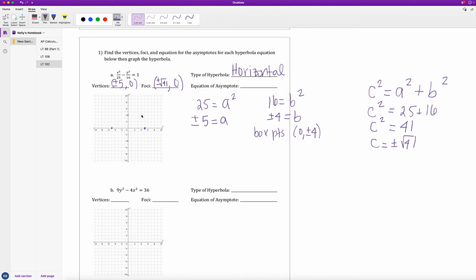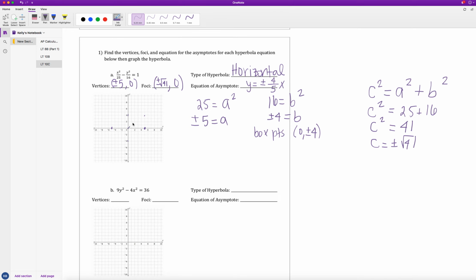What this is creating is this invisible box that creates a horizontal line at 4, a vertical line at 5, a horizontal line at negative 4, and another vertical line at negative 5. More importantly, it's going to give me my asymptotes. They start at 0, 0, and go up to my box point, then all the way over to my vertex, which tells me that the equations for my asymptotes are going to be plus or minus 4 over 5, since I went up 4 and to the right 5.